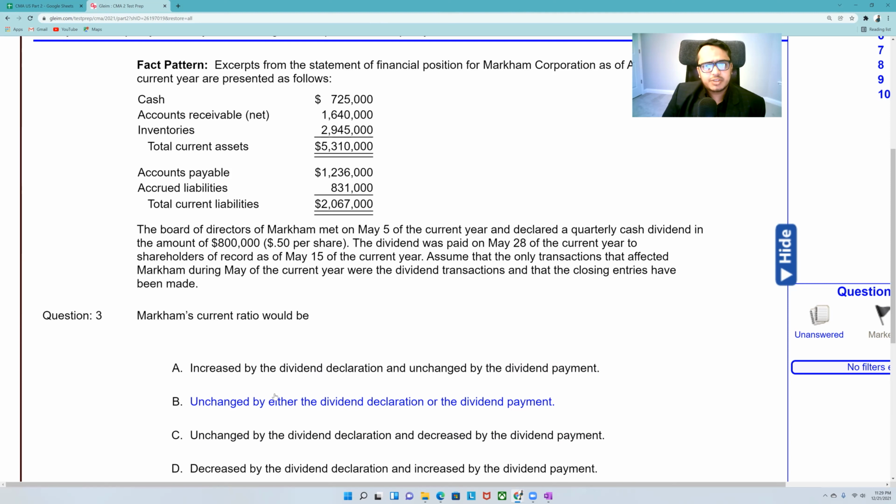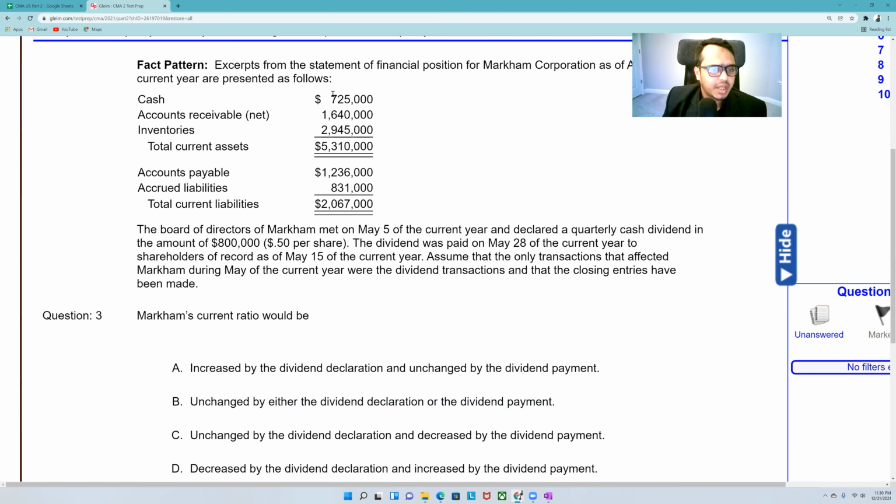Let me just explain this to you. When you are declaring a dividend, it means that you have raised the liability. At the time of declaration itself, you have made sure that this is the amount to be paid. And when you actually pay it, then the liability gets decreased. Understand this. This is something for your learning itself. Okay, just see in here.